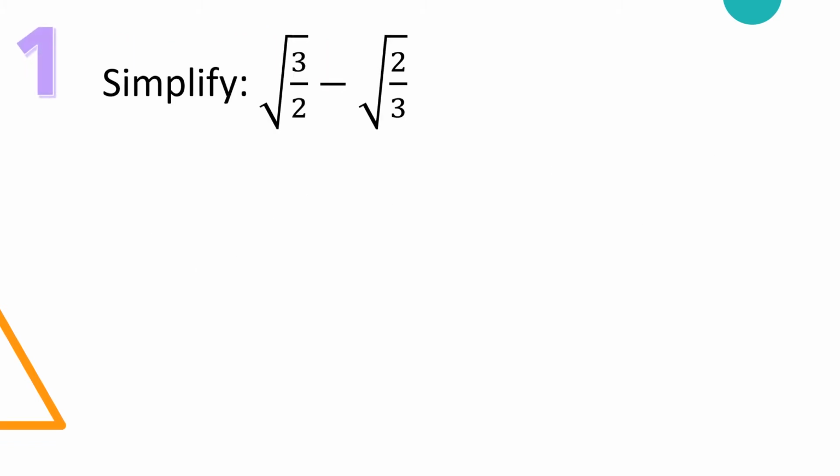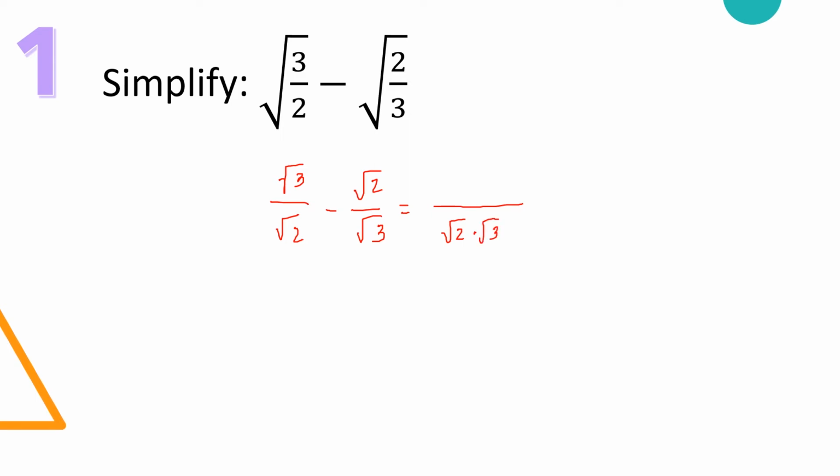Question number 1. Simplify square root of 3 halves minus square root of 2 thirds. For our solution, let us rewrite the radicals. Square root of 3 over square root of 2 minus square root of 2 over square root of 3. Then we can subtract by getting the LCD, that is square root of 2 times square root of 3.